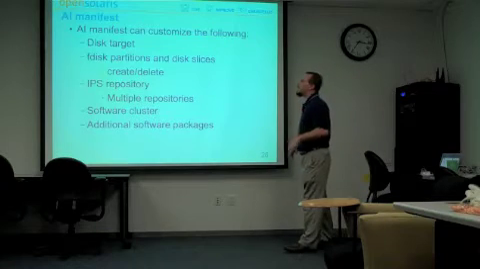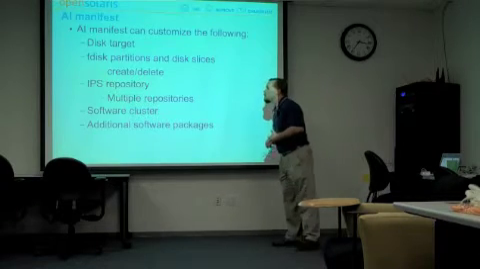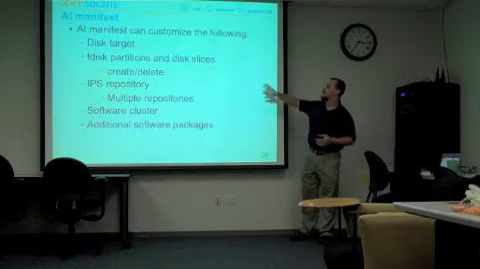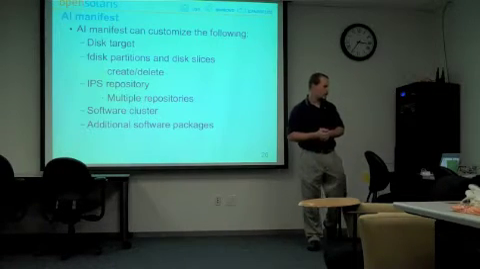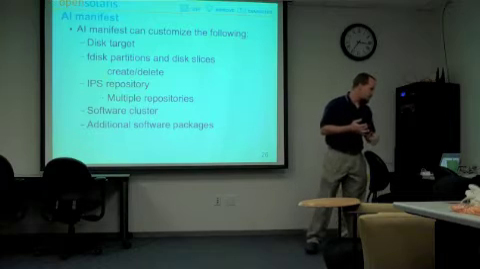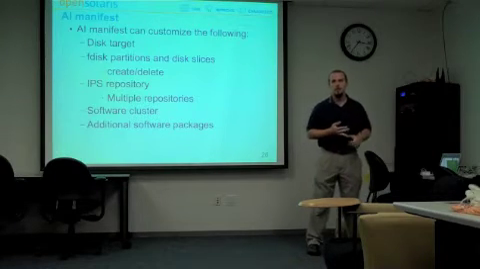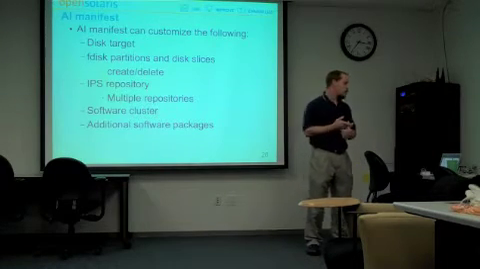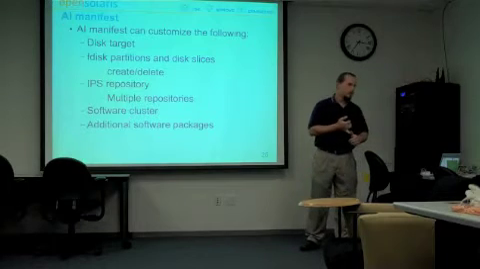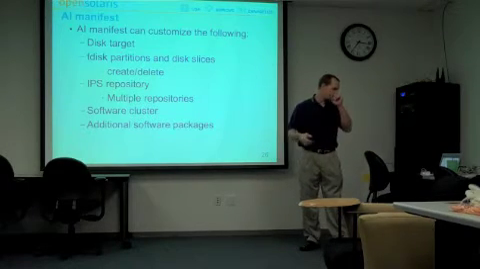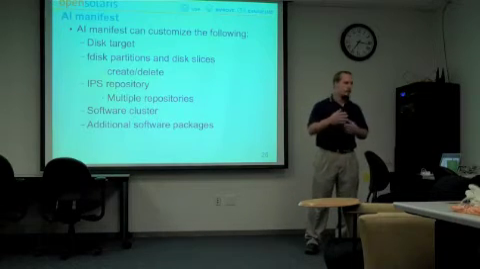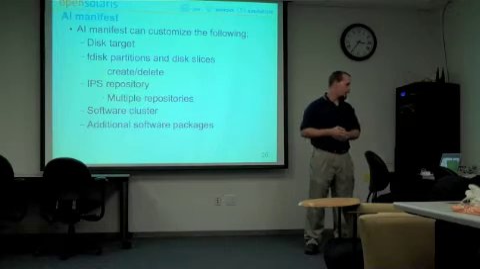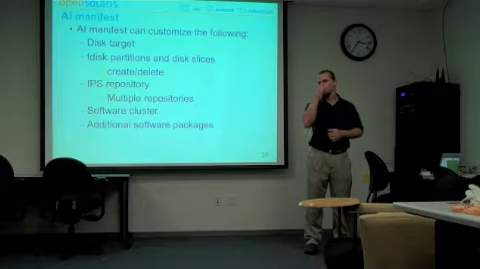So you look at the AI manifest in particular, you can customize some of the following items. The disk target. You can identify FDisk partition, disk slices. You can create them, you can delete them, you can preserve them. You can customize what IPS repository, like I said before. Your software cluster, whether you want to do all plus OEM, those sorts of things. And then any additional software packages you want it to go out there and grab.